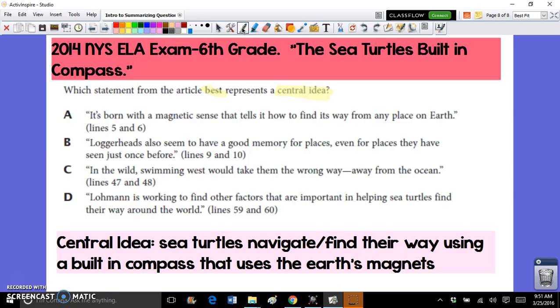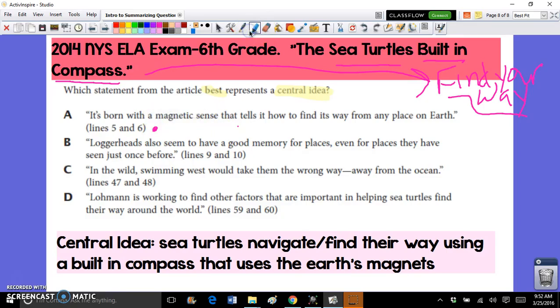And you can actually even look at the title, like I recommended a few slides ago. Sea Turtle's Built-in Compass. You use a compass in order to find your way. And that's the central idea of this article. So which one of these statements best matches that central idea? It's born with a magnetic sense that tells it how to find its way from any place on Earth. Yeah, that is incredibly tempting. My central idea is that sea turtles find their way using magnets. This is magnetic sense. How to find its way. I mean, this is almost exactly what I said the central idea was.